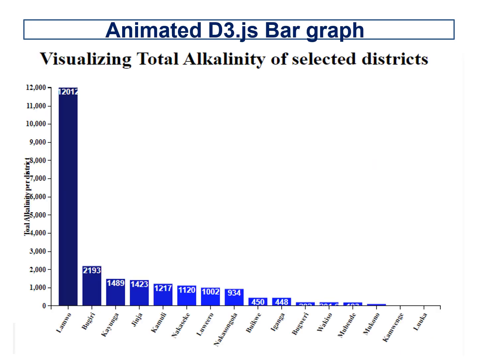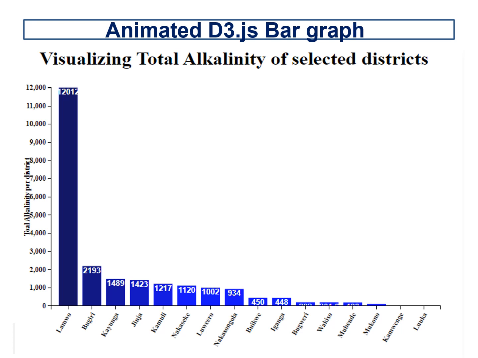Then this other chart is the animated D3 bar graph, which is visualizing the total alkalinity of still these other selected districts in Uganda. You'll find that here Kamuli still leads with a total of 12,012 total alkalinity, followed by Bujiri, Kayunga, and as it moves up to Mukono. Kawempe and Luka are districts without anything. They have zero alkalinity. That's why it is left plain.